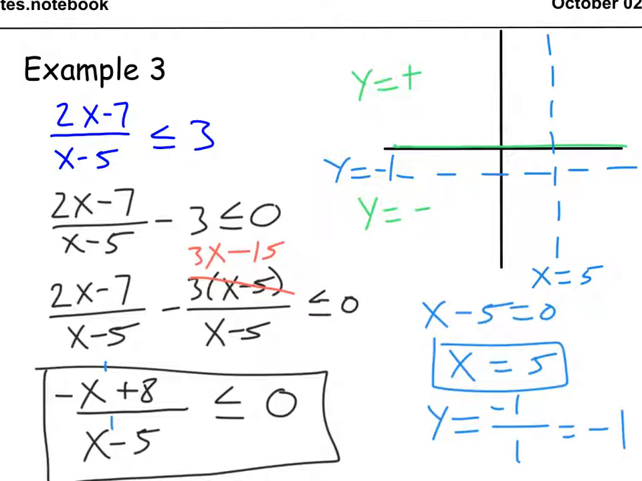And we have to check points. We get to the point here, we have to check some points. 6, I always start right here. Stay away from 5. If you were to check 6, you'd see that this part of the graph is up here. And if you were to check 4, you would see this chunk of the graph is down here. So, we're getting close.